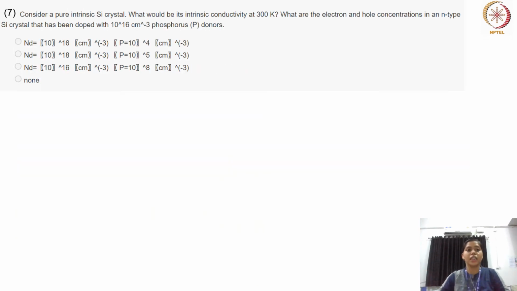Okay, so the question is, consider a pure intrinsic silicon crystal. The crystal is pure intrinsic. And the question is, what would be its intrinsic conductivity at 300 Kelvin? So it is asking you the conductivity, which is denoted by sigma, and what will be the electron and hole concentration in an n-type silicon crystal that has been doped with 10 raised to the power 16 per centimeter cube phosphorus donors. Now the general expression for the conductivity is given by N e mu.